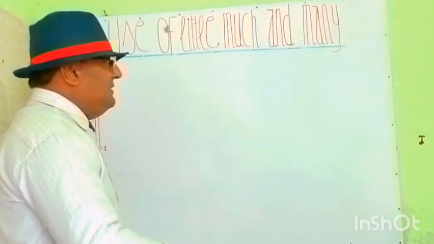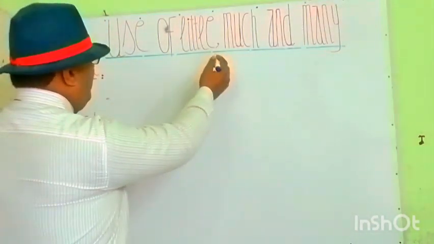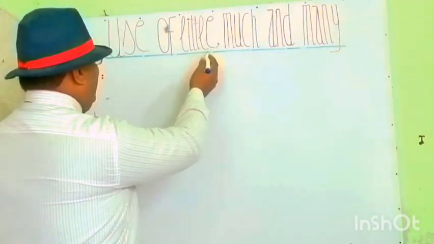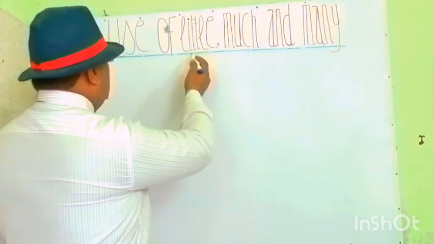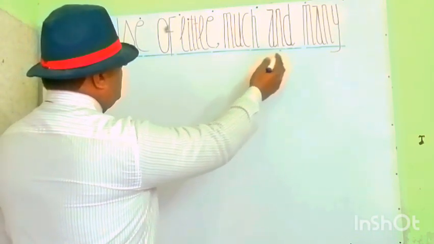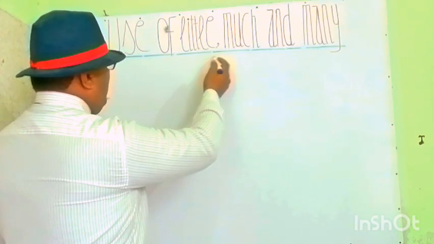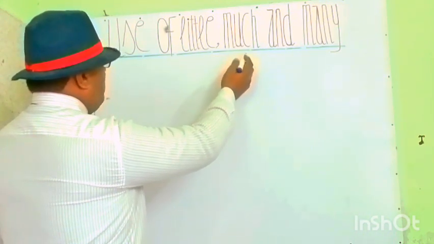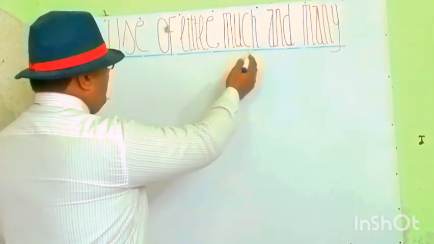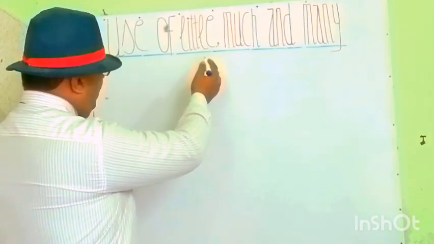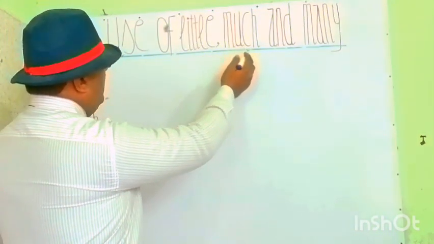Here see my students, use of little, much and many. These are three adjectives. Little and much are adjectives of quantity. Little and much are said to be adjectives of quantity. Little और much जो है ये इस्माए सिफात मिकदार कहलाते हैं.